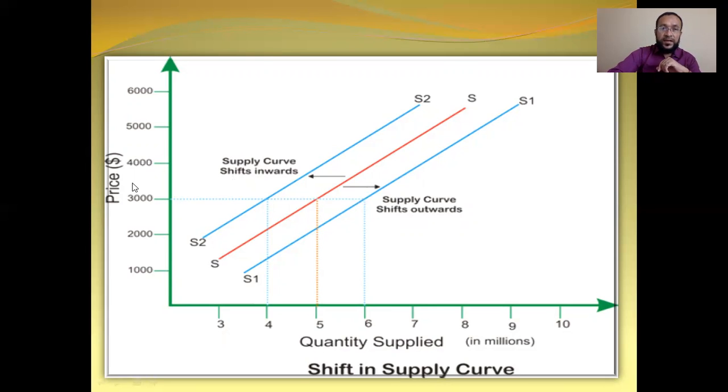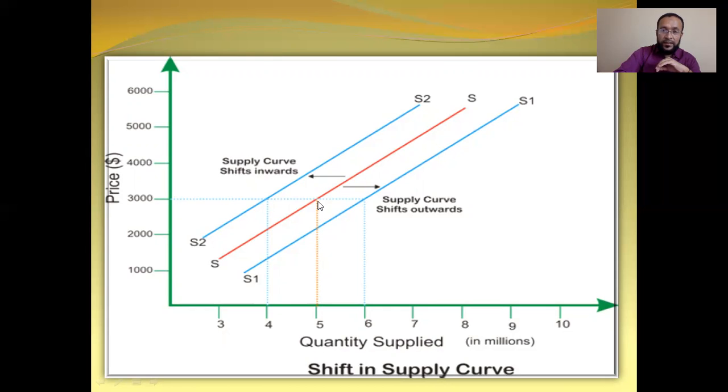Here in this diagram, our initial supply curve is this red color supply curve, which is labeled SS. In this diagram, we assume that the price of the product is fixed, which is $3,000 per unit, and total supply of the product is 5 million.